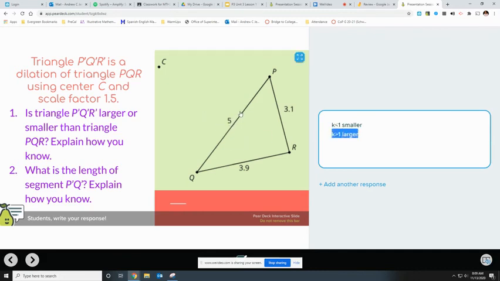So if I want to know what the length of P to Q is going to be, I'm just going to multiply by 1.5. So 5 times 1.5 is going to give me 7.5. Is that correct? 5 times 1.5 is going to give me 7.5. So number 2 is going to be 7.5.